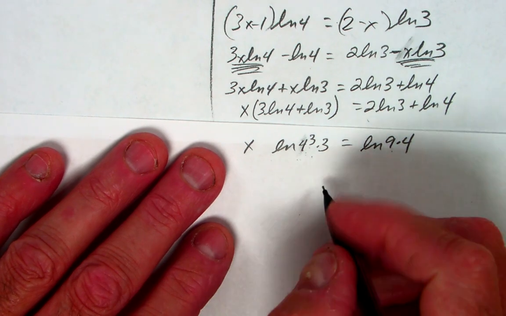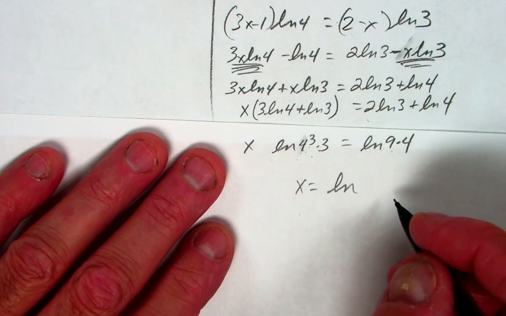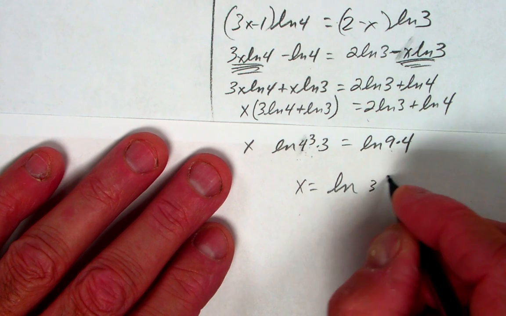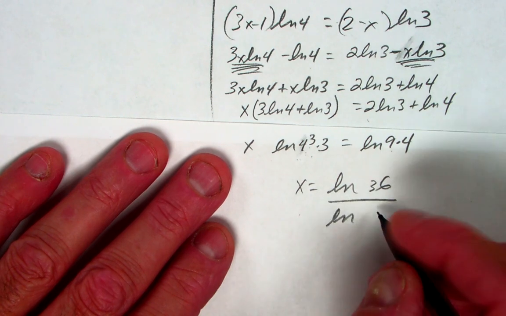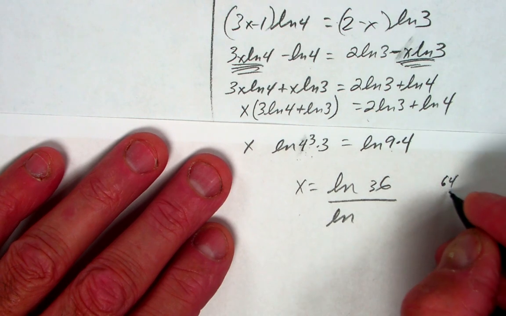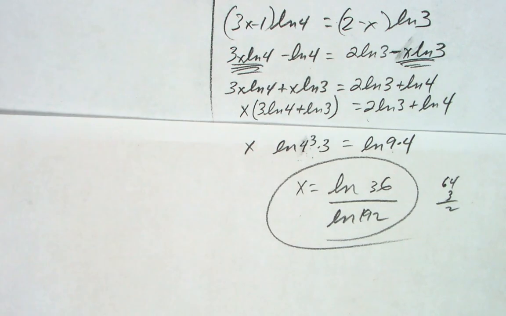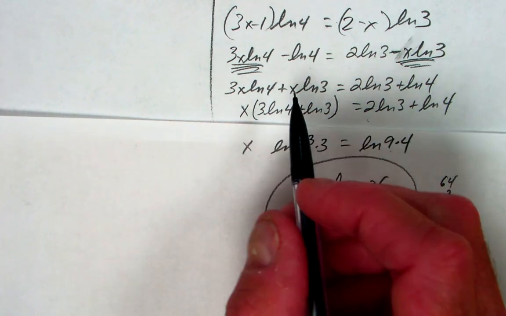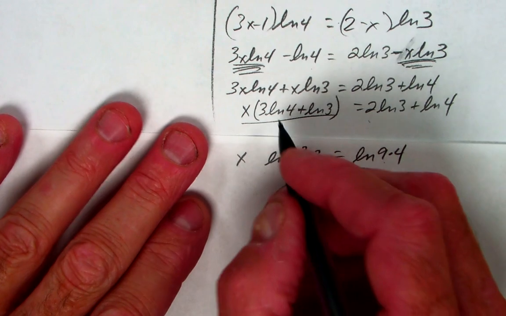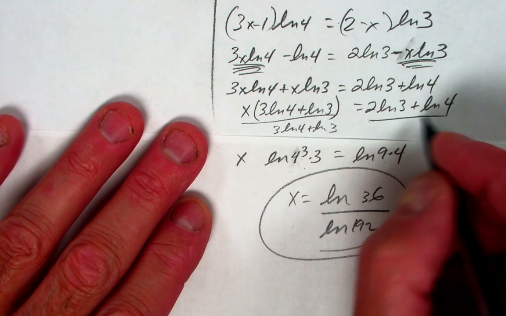So then I'm just going to do this all in one step. x equals the natural log of 36 divided by the natural log of, I think it's 192. 64 times 3, 192. But yes, you could have divided both sides by this ugly thing. Yikes.